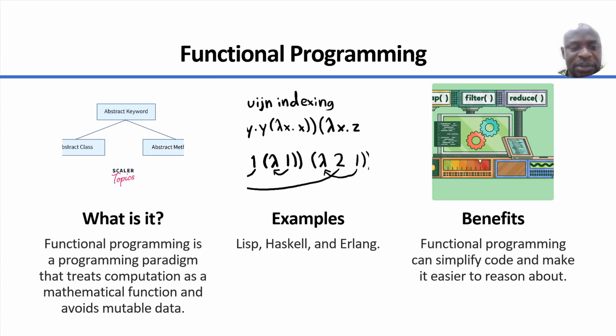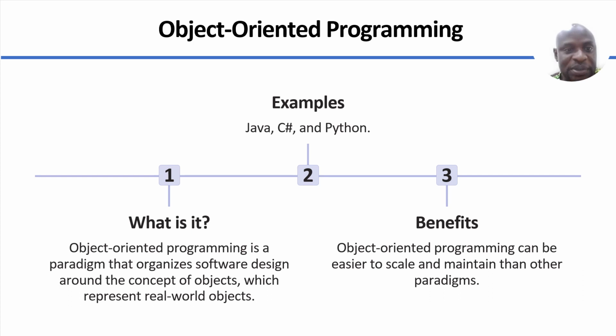Functional programming paradigm talks about a programming paradigm that treats computation as mathematical functions and avoids mutation of data. Examples of programming languages that use functional programming include the popular LISP, Haskell, and the Erlang programming language. The benefits are the simplicity of programming, which makes it easier for mathematical programming experiments or programs.